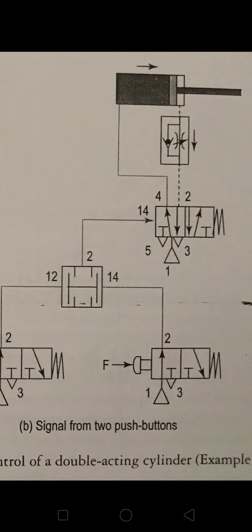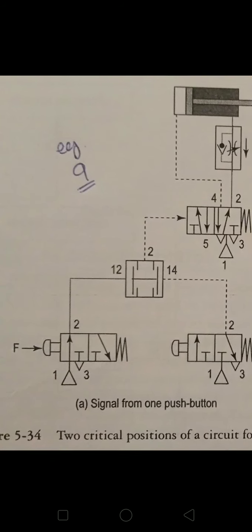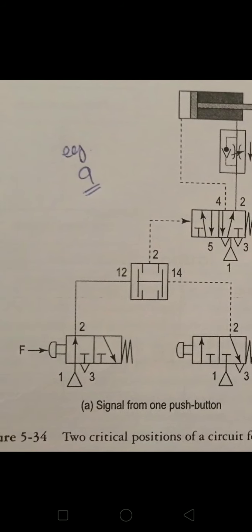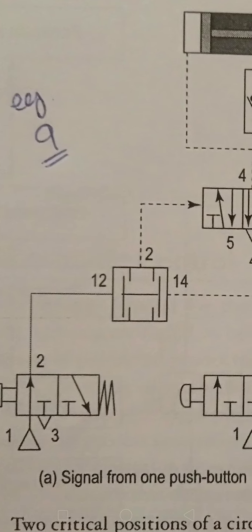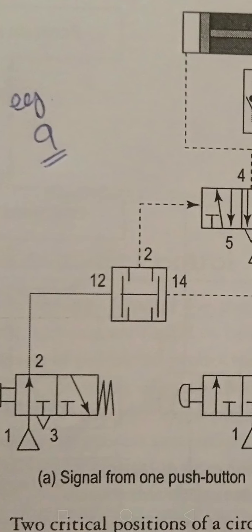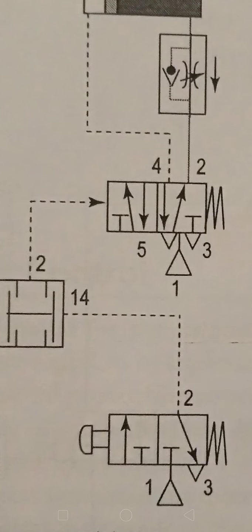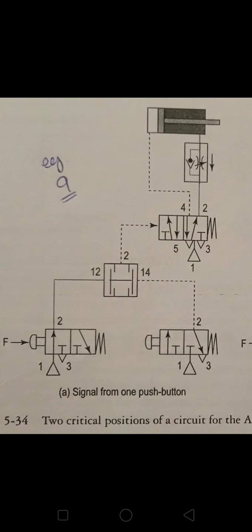Let's say when you have applied only one push button and not the second one, there will not be a signal at 14 and there will be a signal at 12. But as it is AND logic, you should have a signal at 12 and 14 both. Either one alone will not work, so there will not be output from 2, there will not be any connection, so it will not give any sort of output, and it will remain in the as-it-is position.